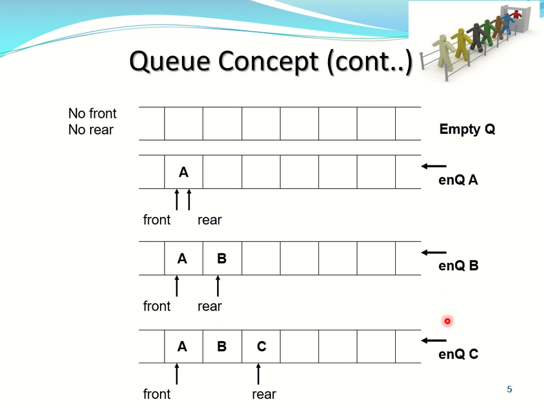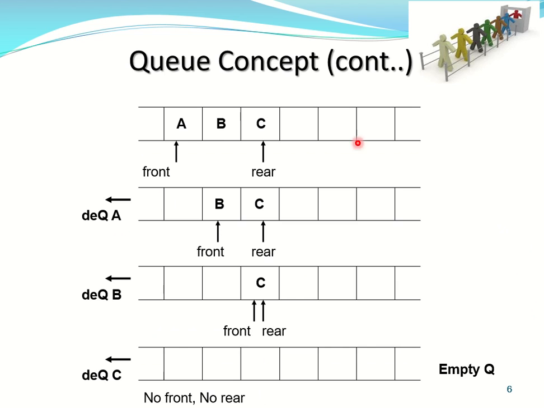And third, when you enqueue C, rear is moved to the newest item in the queue. So rear will point to C, front still the same, pointing to A. That's how enqueue works.